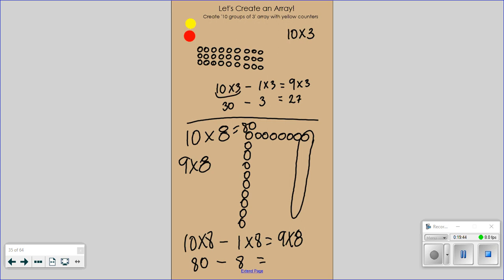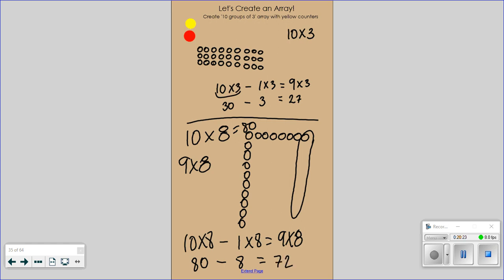Use that equation to help you. We started at 80 with 10 groups of 8. Then we subtracted 1 group. Now we're at 9 groups of 8. Start at 80, count backwards. Bladen is the only one that knows. What is 9 groups of 8? You can use this equation right here to help me. Alright, Bladen. 72. You just figured out 9 times 8.